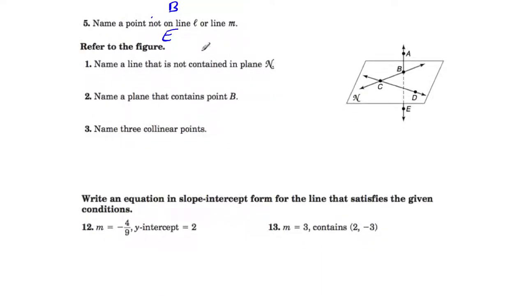All right, we have this picture now, and it's kind of weird, but remember this dotted line means that it goes through, so it's behind. So if this is a flat surface, this dotted line is actually behind this plane. So if I were looking at this plane head on, so it were flat like a piece of paper, AE would go just like this. So we can see that line AE is actually not on the plane, it intersects the plane. And so for this first question, name a line not contained on plane N. That would be line AE.